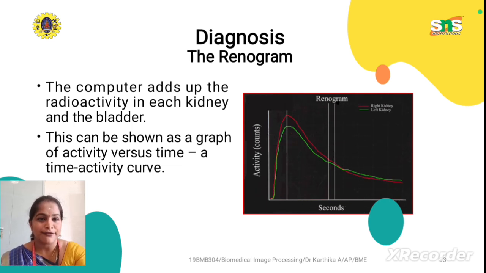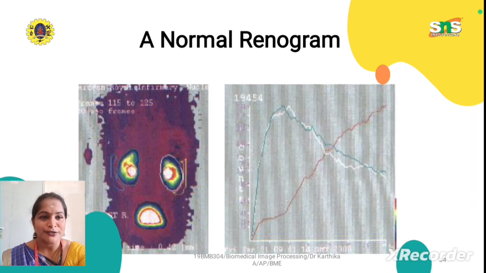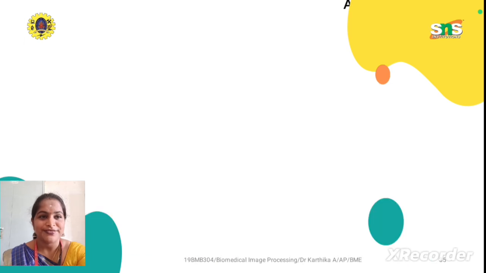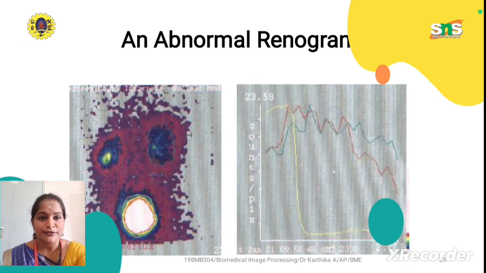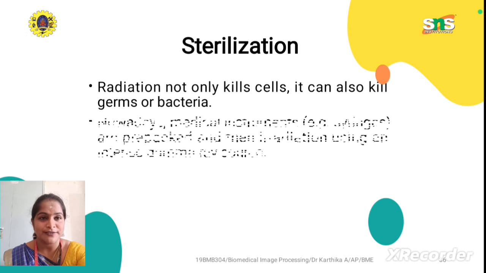See the graph, a time activity curve, which is produced with the help of the renogram to assess the kidneys. See a normal renogram and an abnormal renogram. We can easily get a time-bound result with the help of this ionizing radiation.